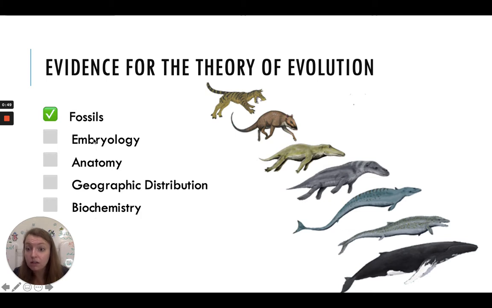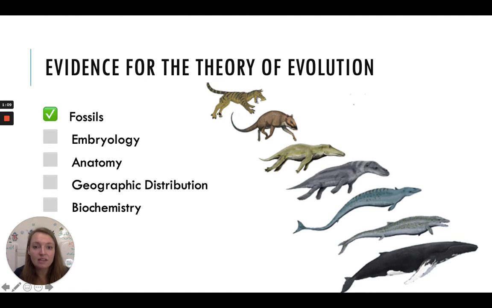We've got embryology that we're going to talk about today, anatomy, geographic distribution, and biochemistry. So there is a lot of evidence for the theory of evolution rooted in different disciplines of science and in biology. So here we've got a graphic of whale evolution.